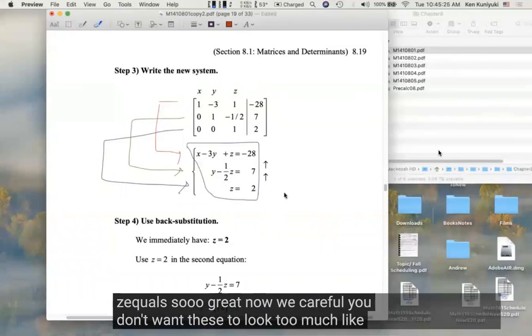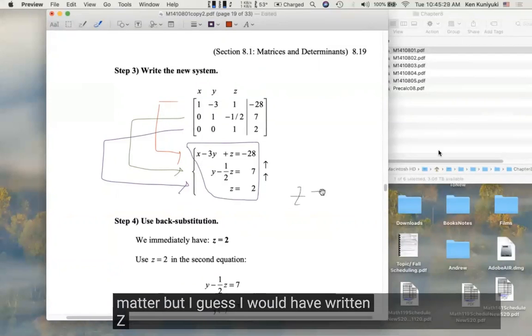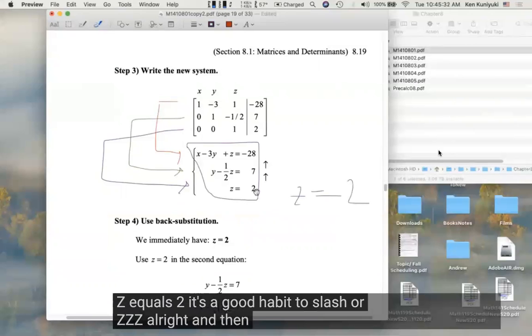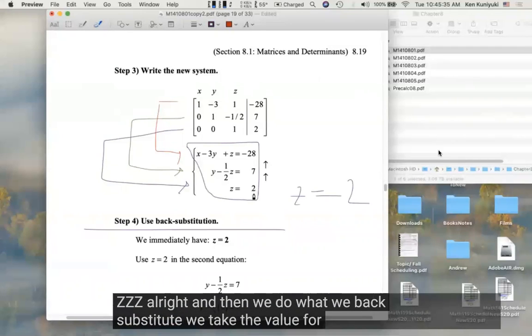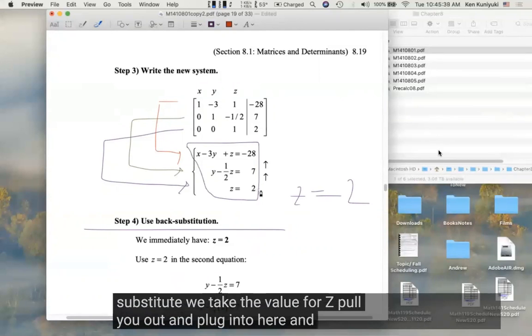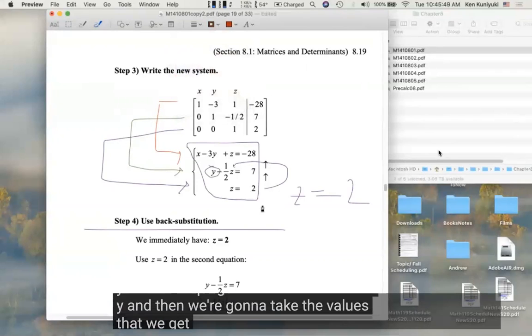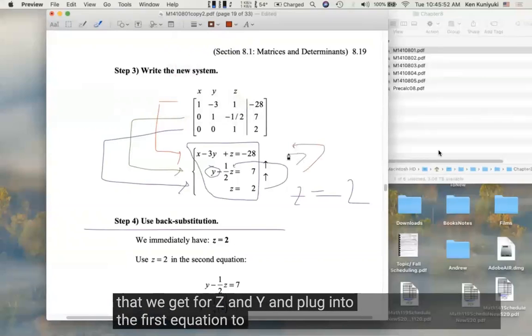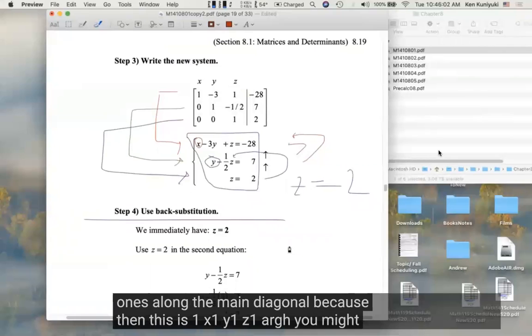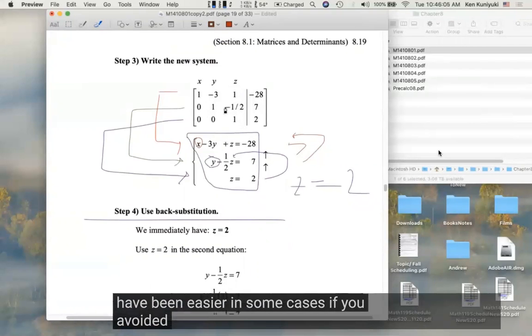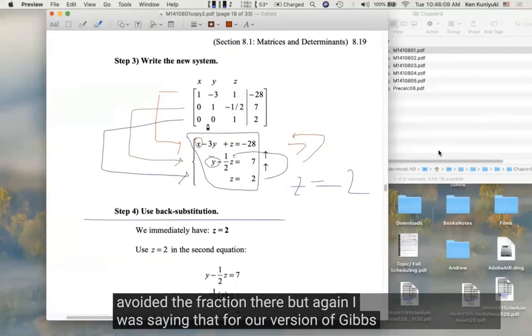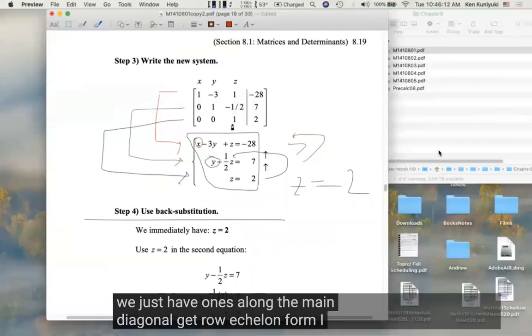Now be careful. You don't want these to look too much like each other. Here, I guess it doesn't matter, but I would have written z equals 2. It's a good habit to slash your z's. And then we do what? We back substitute. We take the value for z, plug it into here, and solve for y. And then we take the values that we get for z and y and plug into the first equation to solve for x. That's why we like to have ones along the main diagonal, because then this is 1x, 1y, 1z. Although you could argue it might have been easier in some cases if you avoided the fraction there. But again, for our version of Gibbs, we should have ones along the main diagonal, to get row echelon form. I also want to teach you row echelon form.